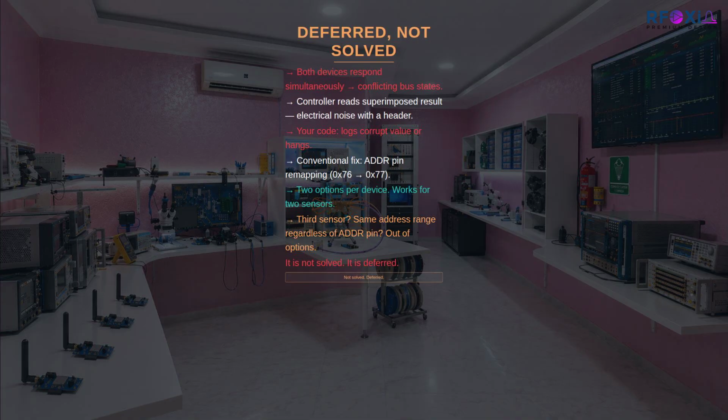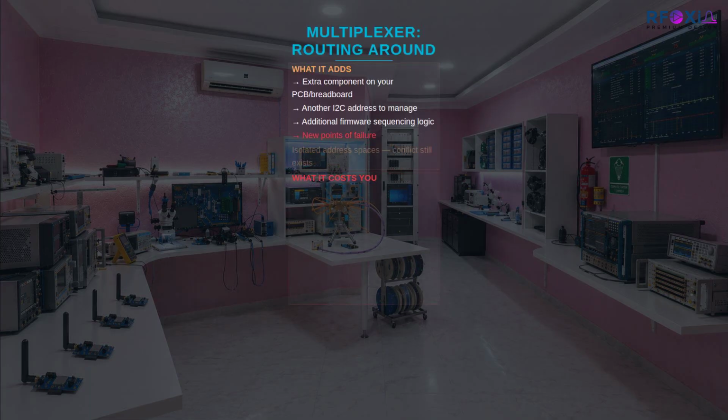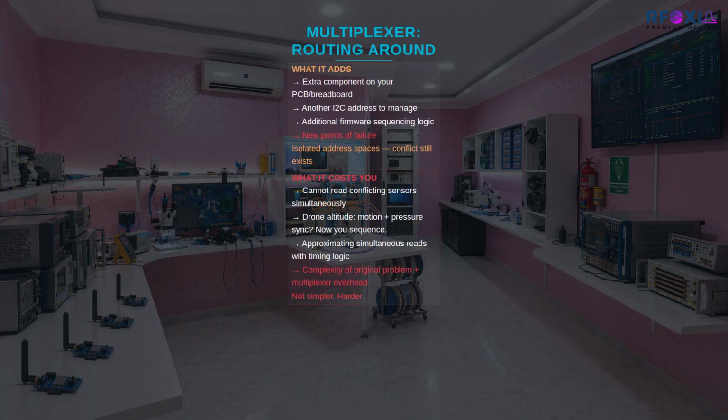Because the moment you need a third sensor of the same type, or two different sensors that happen to occupy the same address range regardless of their ADDR pin state, you are out of options without introducing additional hardware. I2C multiplexers are the typical answer at that point. A multiplexer sits between the controller and the sensors and lets you selectively enable subsets of the bus, effectively creating isolated address spaces. This works. It also adds another component, another I2C device with its own address that you have to manage, additional firmware logic, and additional points of failure.